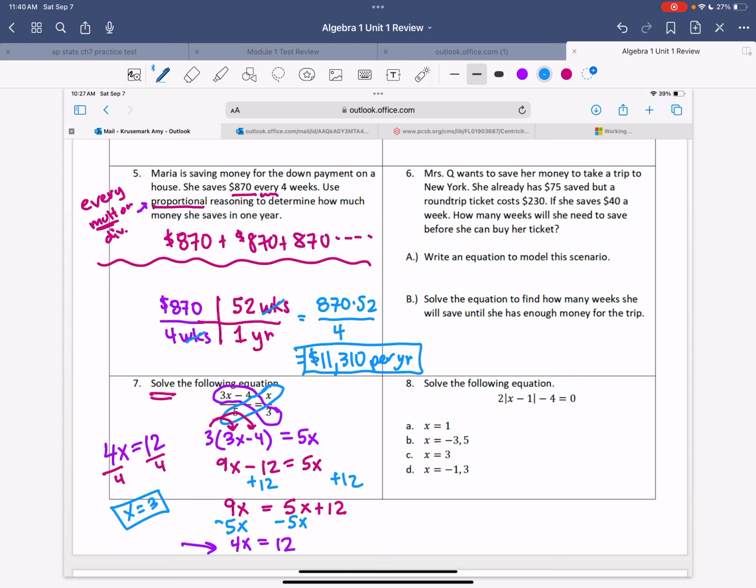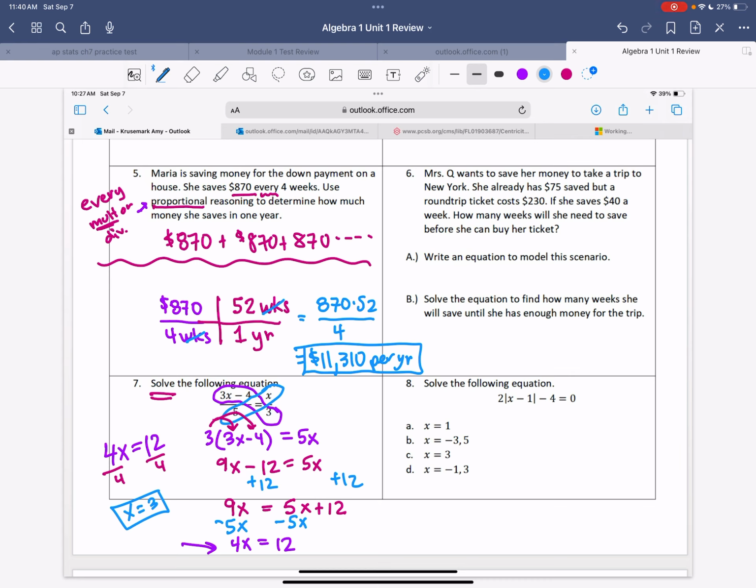Let's then take a look at 6 and 8. It says Miss Q wants to save her money to take a trip to New York. She already has $75 saved, but a round trip ticket cost $230. So she definitely doesn't have enough money yet, right? She has 75. She needs some amount more until she has a total of $230. If she saves $40 a week, so that would be 40 times W. That's her savings. How many weeks will she need to save?